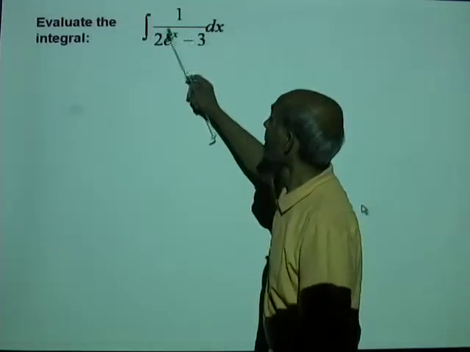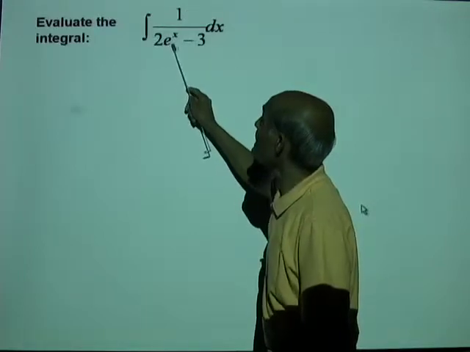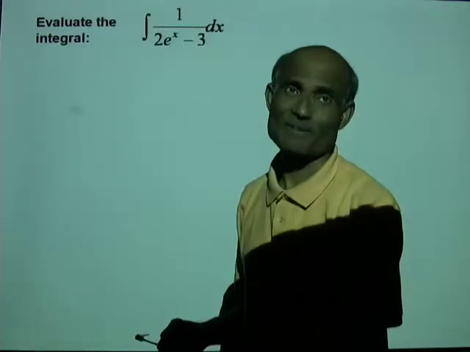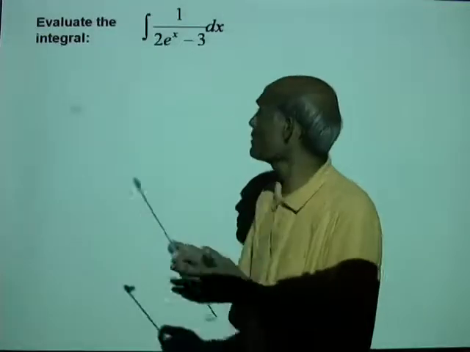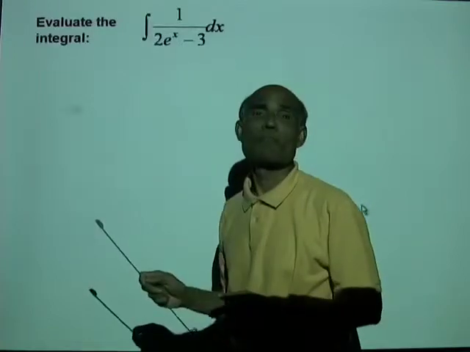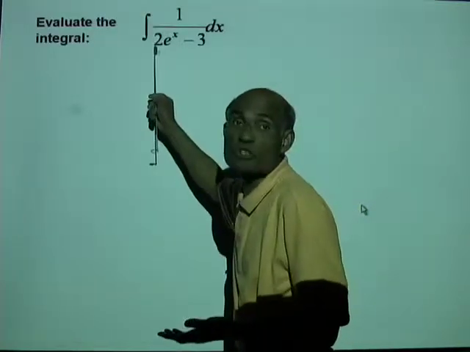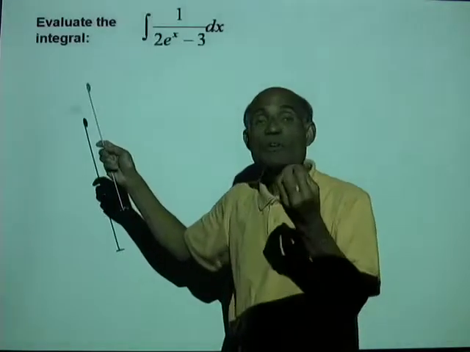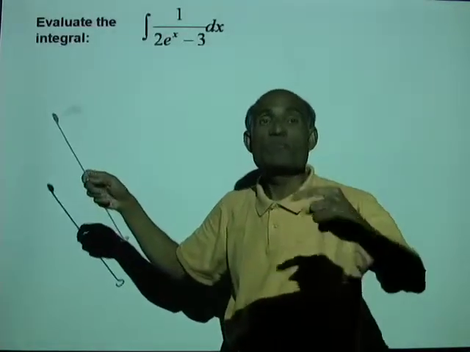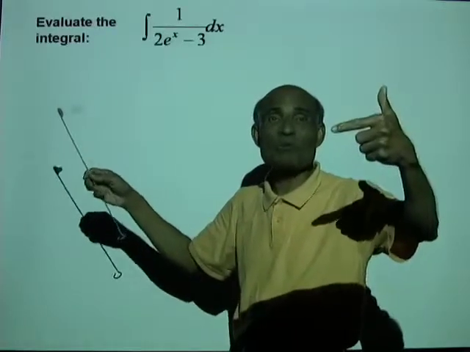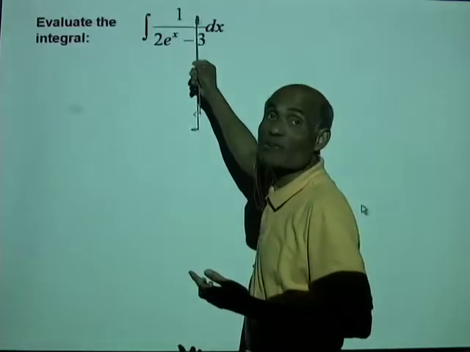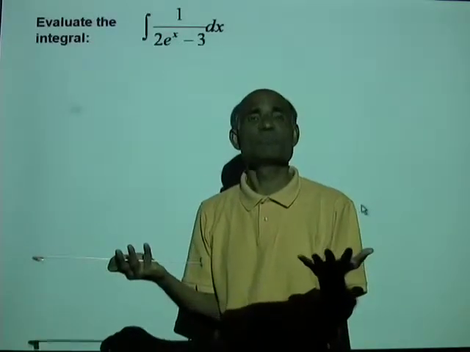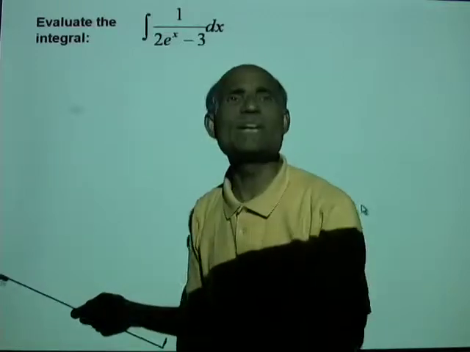All right, another one. Evaluate the integral. Integral 1 over 2 e to the power of x minus 3 dx. Now, this can give you a headache, because if you want to make a substitution 2e to the power of x minus 3 equal to u, and when you take the differential, it will introduce another e to the power of x, but there is no e to the power of x on the numerator. So that is going to really confuse you. So what is the way to deal with it?